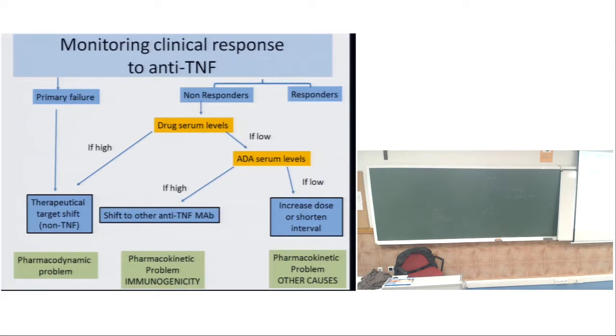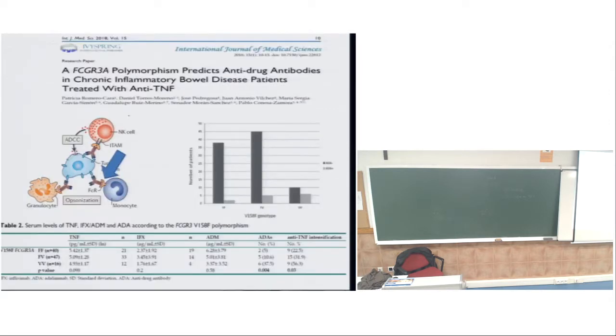So this is an algorithm that is used in many hospitals. You have to measure both the anti-TNF and the antibody against anti-TNF. Okay, this is an example of this topic.